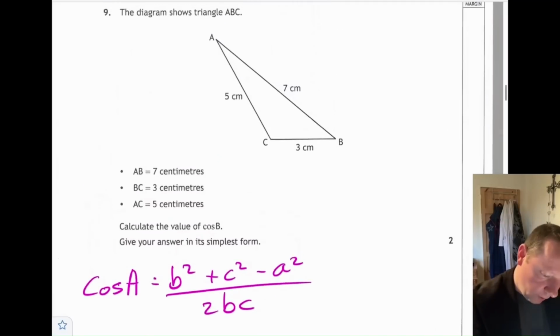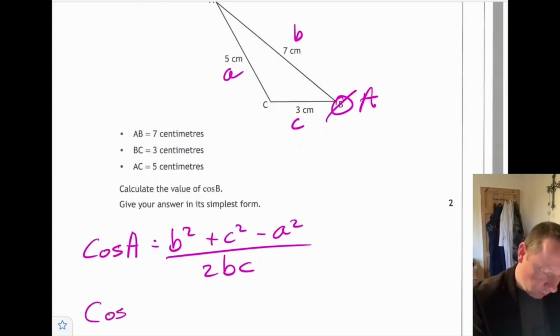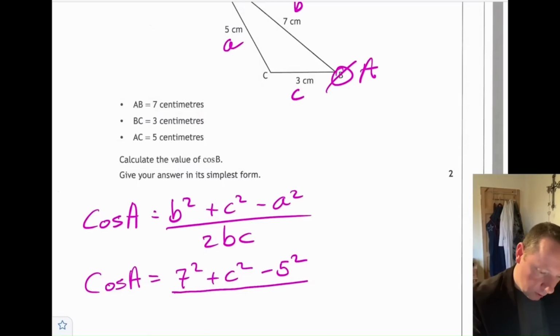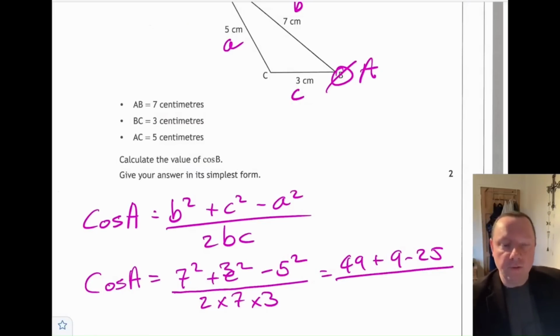And I was going to work out the value of cos B, which is here. So I'm just going to call that A, just to make that the one I want. And that means the opposite side is a, and the other two sides are b and c. It doesn't matter which is which, so I'll just call that b and that c and just substitute. As long as I make my angle A, I'm fine. So we've got cos A equals 7 squared plus 3 squared minus 5 squared over 2 times 7 times 3.